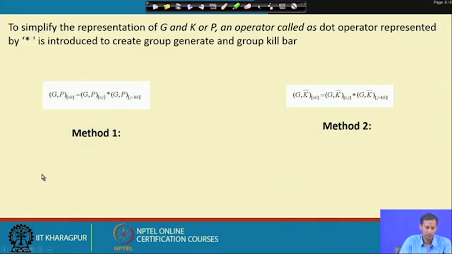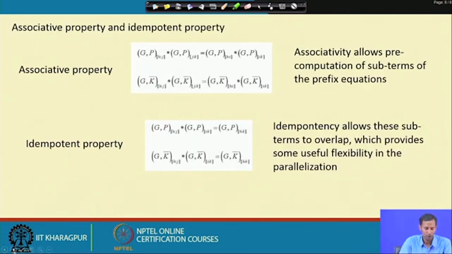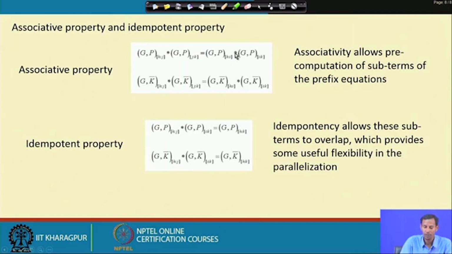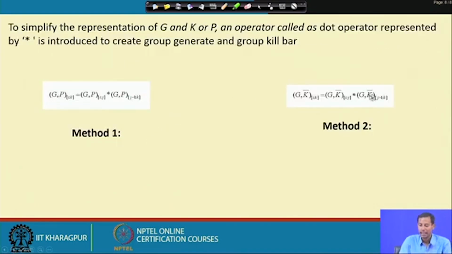So, whenever we are telling this dot operation, what does it mean? This simplifies the representation of G along with K or P, P for method 1, K for method 2. An operator called the dot operator, represented by star, is introduced to create group generate or group kill bar. So, in method 1 this is the dot operation, in method 2 this is the dot operation. Okay.